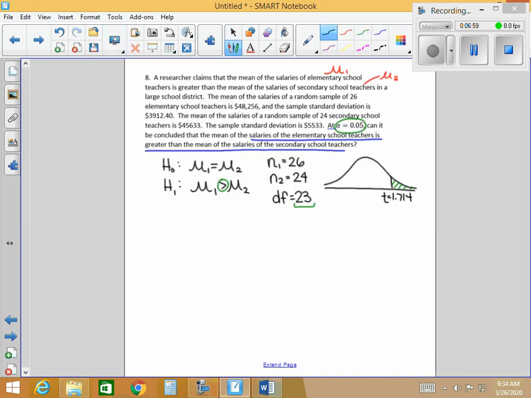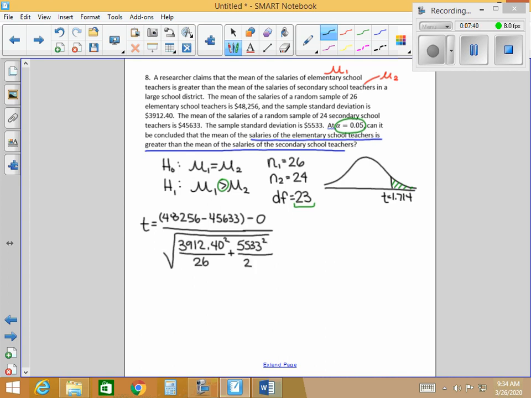When I'm finding my test statistic to determine whether or not I'm in that shaded region, I'm going to take the difference in the two means, which is 48,256 minus 45,633, minus 0. On the bottom, I've got $39.12.40. I like how this one goes to dollars and cents and the other one's just a whole number. I don't know if they did that on purpose or not. But here is 5533 squared over 24.